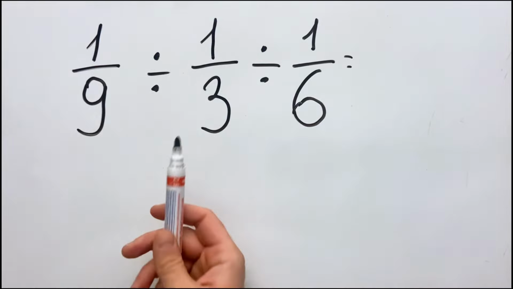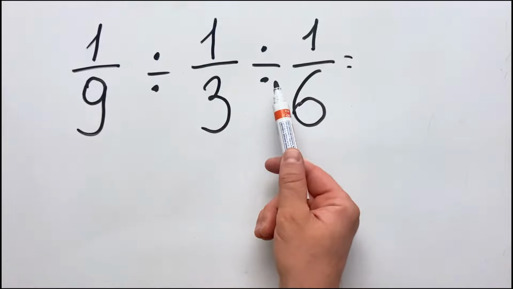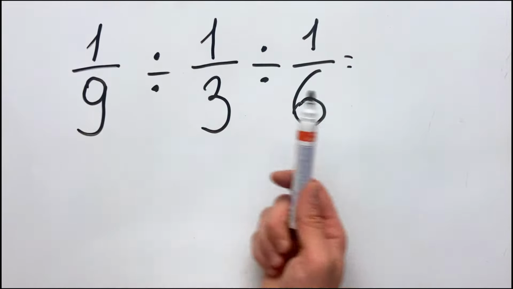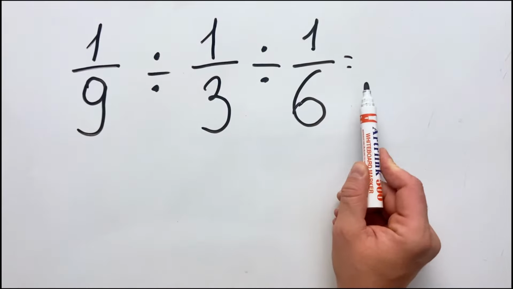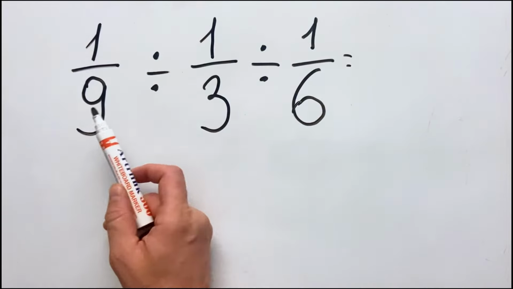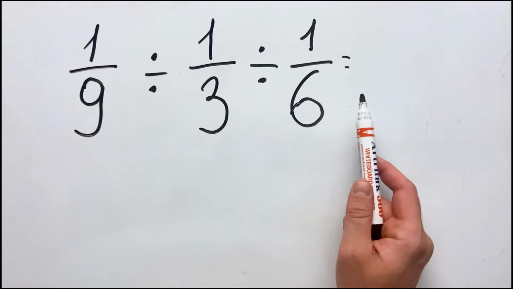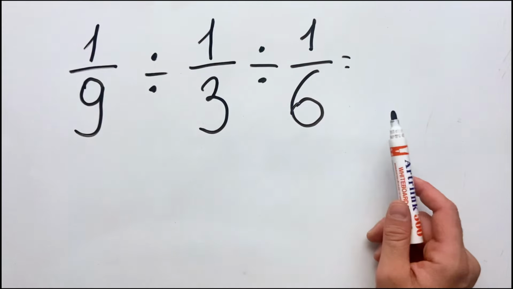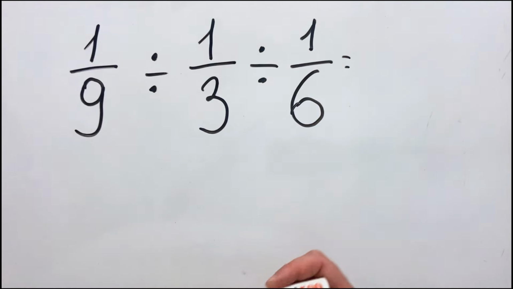Hello everyone, today we have this equation: 1 over 9 divided by 1 over 3 and divided by 1 over 6. When we have only division in the mathematical expression, in my opinion the easiest way is to write it as a multiplication. Why? Because in this case you have only multiplication and you can multiply in whatever order is more convenient, to solve it faster. Otherwise, you need to do it step by step and multiply by its reciprocal.